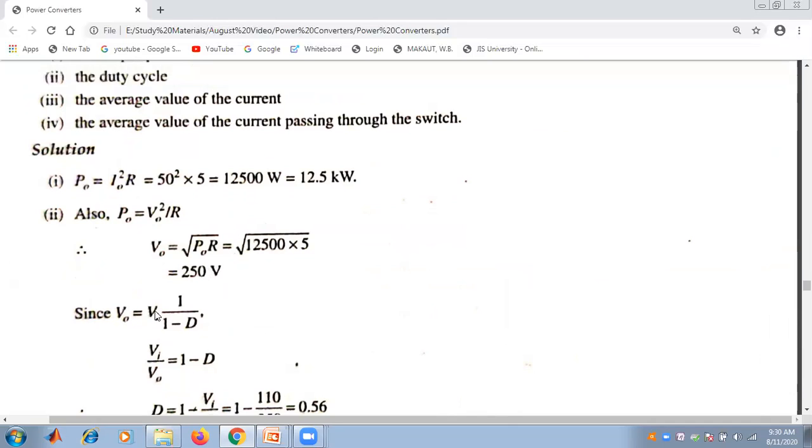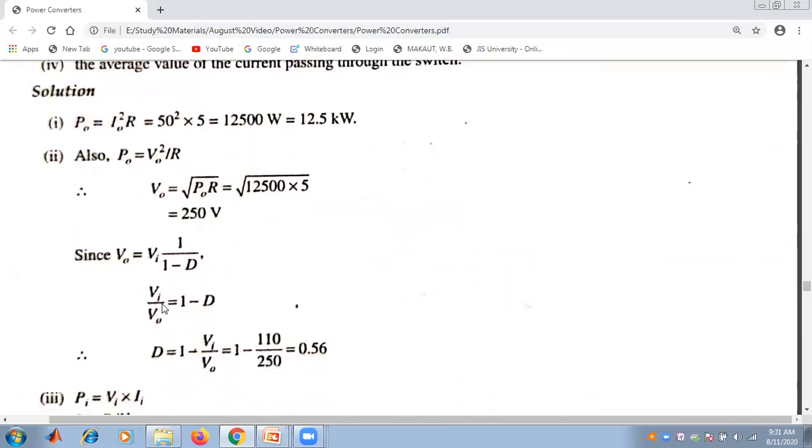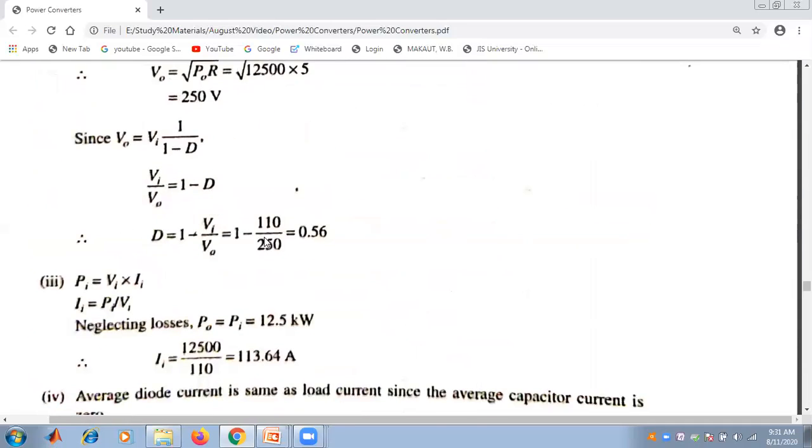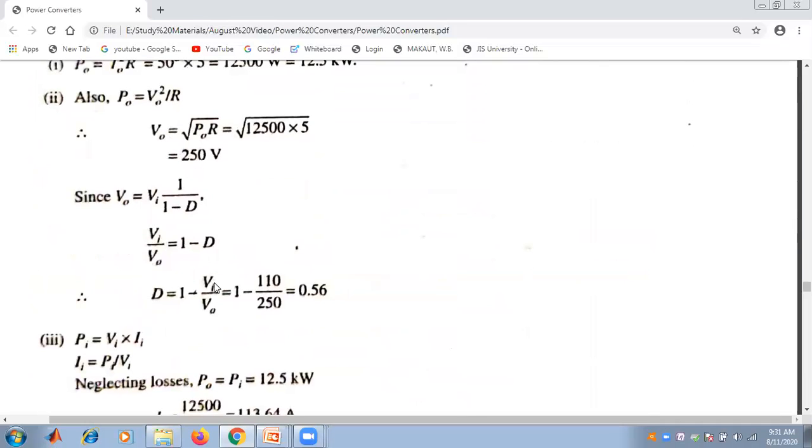We all know from our step up converter, the equation of the output voltage V0 is equal to Vi by 1 minus D. So Vi by V0 is equal to 1 minus D, or D equals 1 minus Vi by V0. The value of Vi, the source voltage, is given as 110 volt. Just putting those values and the output voltage that we obtained, 250, in this equation, we will find the duty cycle D is equal to 0.56.